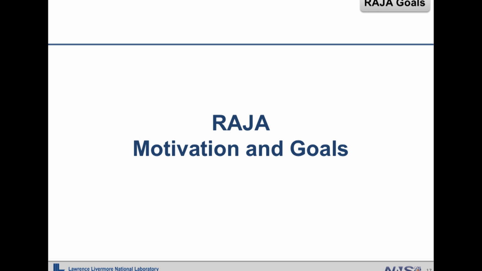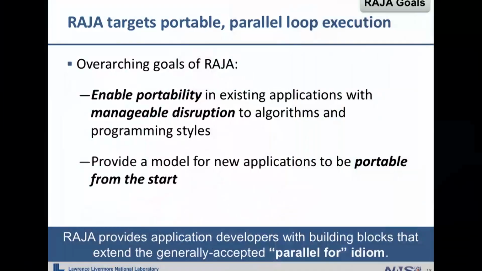So after that simple example, let's step back and take a look at the motivation and goals behind the project, and maybe this might answer your question a little bit. Obviously, we're targeting portable parallel loop execution, and one key focus is that we're doing this to enable portability in existing applications without completely disrupting the programming style of the application team and the algorithms that they've already written. But obviously, this could be a model for new applications so that they can be portable from the inception. And obviously, the building block of this is the parallel for idiom.